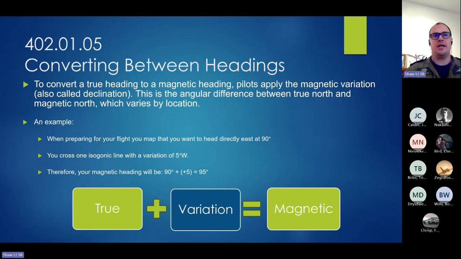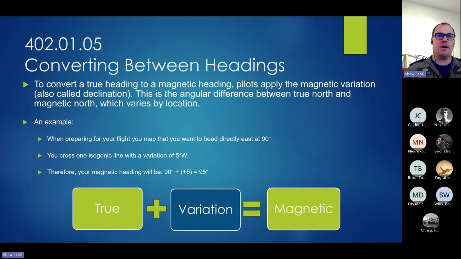In the aviation context, we don't really call it declination. We call it magnetic variation. So any questions on that? This is the angular difference between true north and magnetic north, which varies by location.